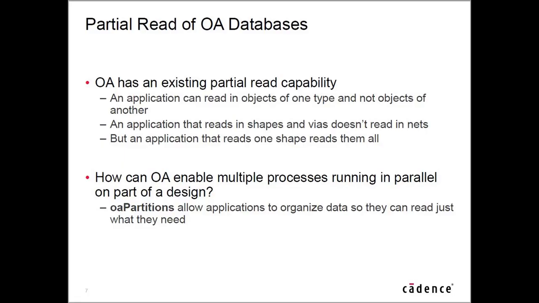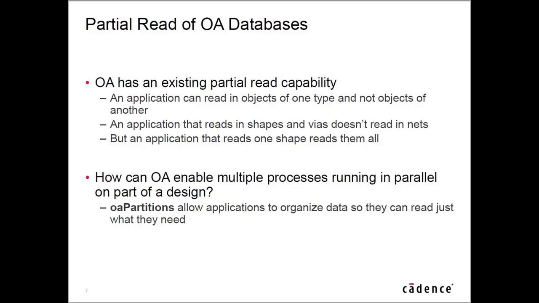Since very early on in OA's history, we've had the ability to partially read an open access database. Specifically, if all your application cares about are nets, when you read a net, you read in all the nets, but you don't read in all the shapes or all the vias. And if you're only interested in shapes and vias, then you don't read in nets. And that's built into the Open Access API. If you never traverse the collection of nets off of an OA block, you just don't read them in if the data is big enough. The problem is that if you want one net or one shape or one via, you end up reading them all.